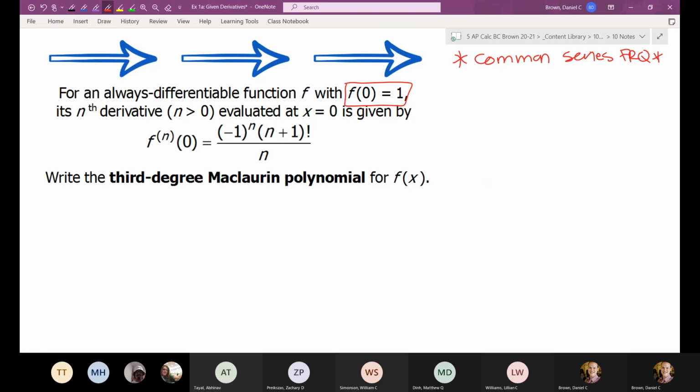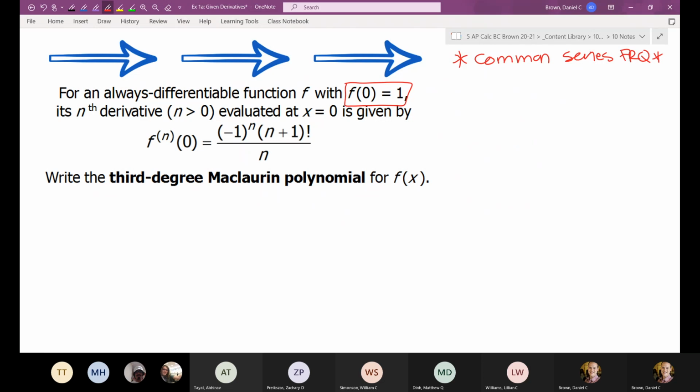And this function is basically representing the nth derivatives. If I want to find the first derivative, plug in 1 for n. If I want to find the second derivative, plug in 2 for n. Third derivative, plug in 3 for n, etc. And we want to write the third degree Maclaurin polynomial for f of x. Since this is a Maclaurin polynomial, where do we know this would have to be centered, besides it telling us? 0, which it tells you to evaluate at. So it is centered at 0.